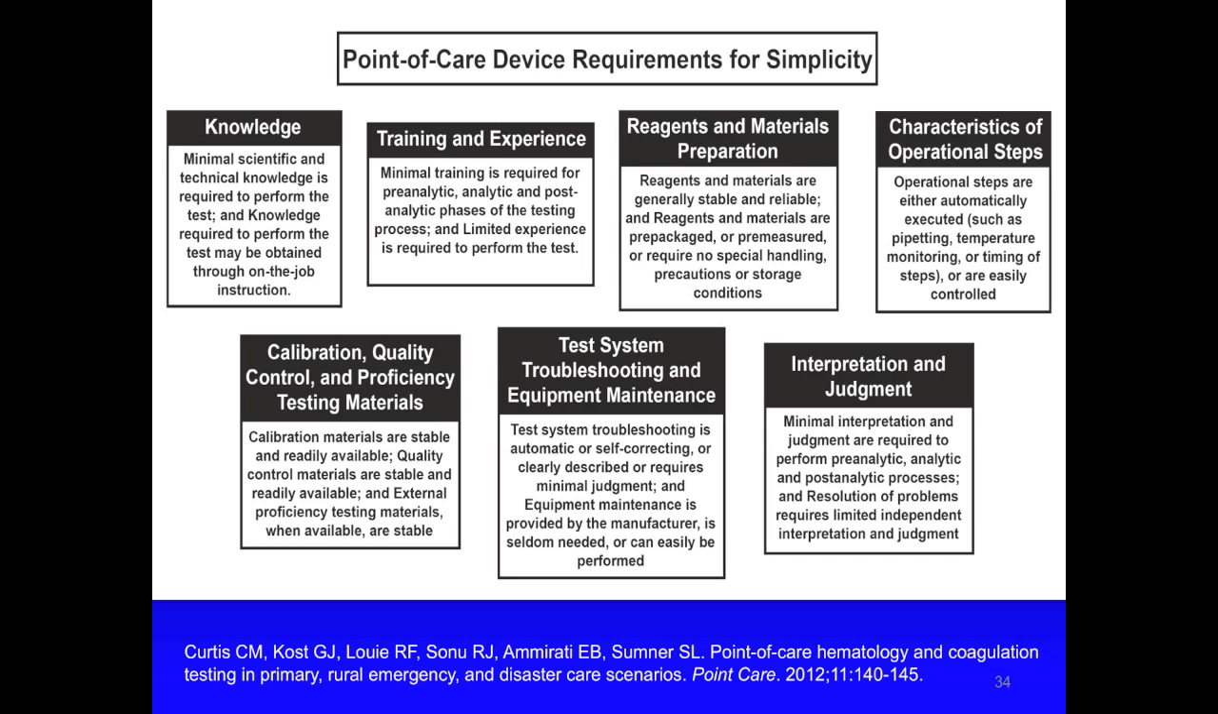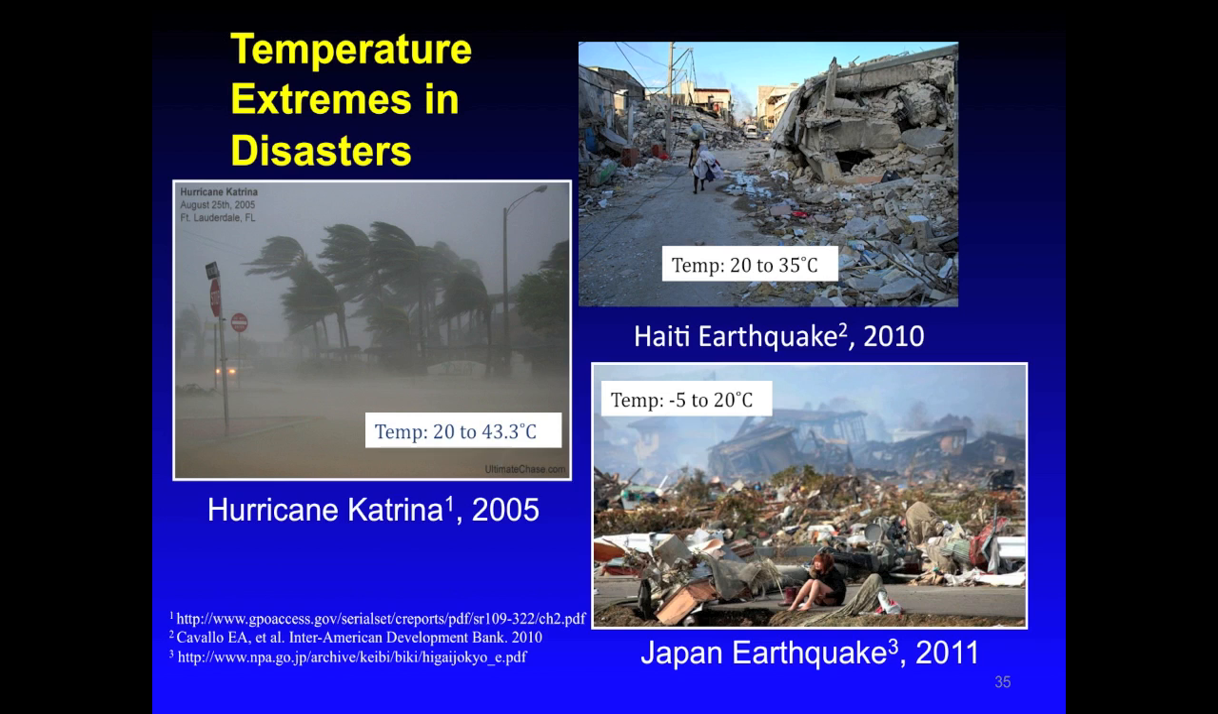Let's take the third box on the top from the left, titled Reagents and Materials Preparation. I will read what it says. Reagents and materials are generally stable and reliable, and reagents and materials are prepackaged or pre-measured or require no special handling precautions or storage conditions. So in fact, what you see in these boxes really does set the stage for a lot of point-of-care devices that we could use in complex emergencies and disasters, in demanding that they be not just simple in their use, but also robust.